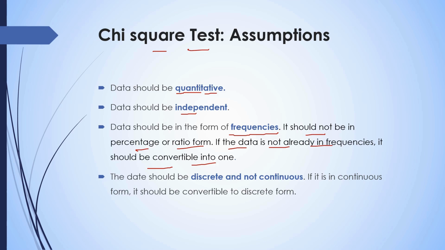The fourth assumption is that the data should be discrete and not continuous. This means the data that you get should have a value, like a concrete value. It could be 2 or it could be 4, whatever it is, it has to be a single number and not continuous as in ranges. You cannot say that the number of boys who opted for blue is between 4 and 9. This is a range, this is continuous data. And if at all you have it in a continuous form, it should be convertible into discrete form.